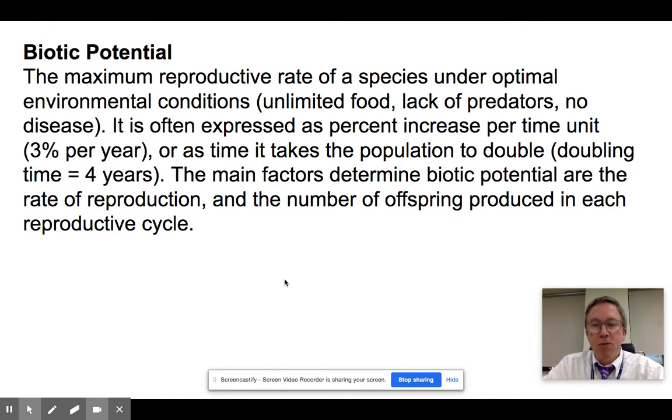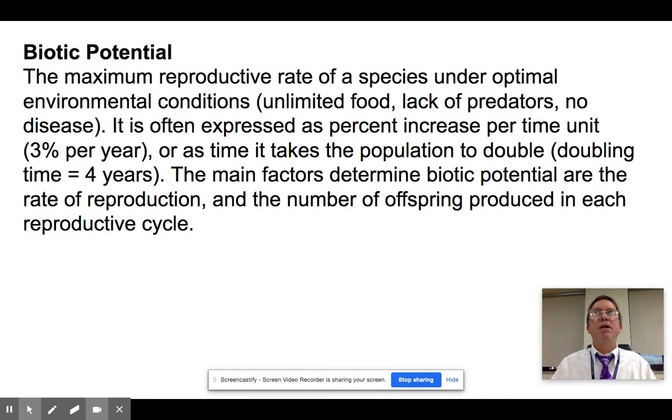Biotic potential is a word we're going to be using a bit. So biotic potential is essentially the maximum rate at which a species can increase its population. So it's maximum reproductive rate under perfect conditions. So we're saying, let's just say there's no predators, there's no disease, there's unlimited food. What's the fastest that you can make new members of your population?